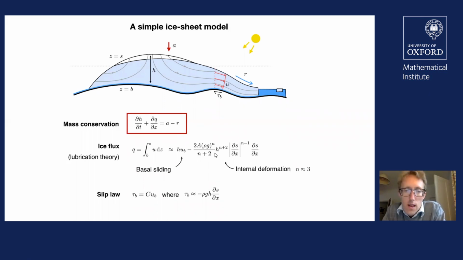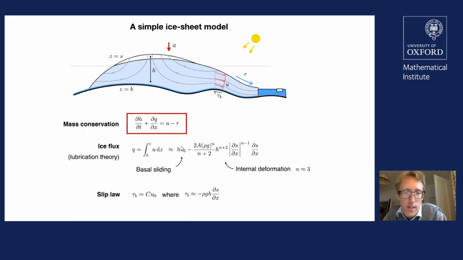And then you have this H to the N plus 2. So there's some power of the ice thickness, and then you have some power of the slope, the surface. S was the surface. So this basically says that the ice moves down its surface slope, and it moves faster when it's thicker. If you're familiar with lubrication theory for a Newtonian fluid, this would be h cubed over 3 times ds dx, and then this would all be 1 over the viscosity. And so this basically comes out in just the same way.